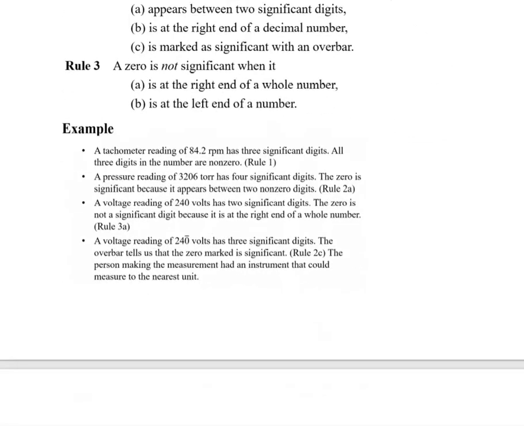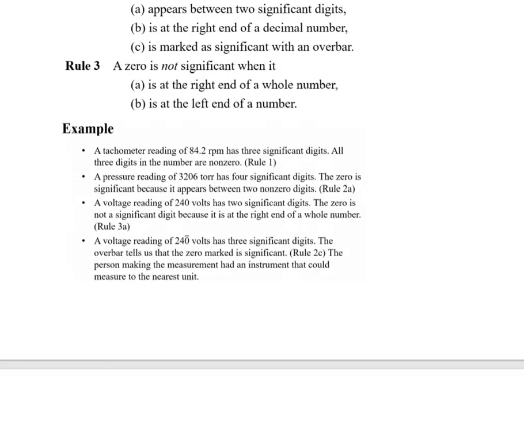So here are some examples. A tachometer reading of 84.2 RPM has 3 significant digits. All 3 digits in the number are non-zero. That's rule number 1, so we would count the 8, the 4, and the 2 as significant digits. A pressure reading of 3,206 torr has 4 significant digits. The 0 is significant here because it appears between two non-zero digits. Because the 2 and the 6 are on both sides, we're going to count the 0 as significant.